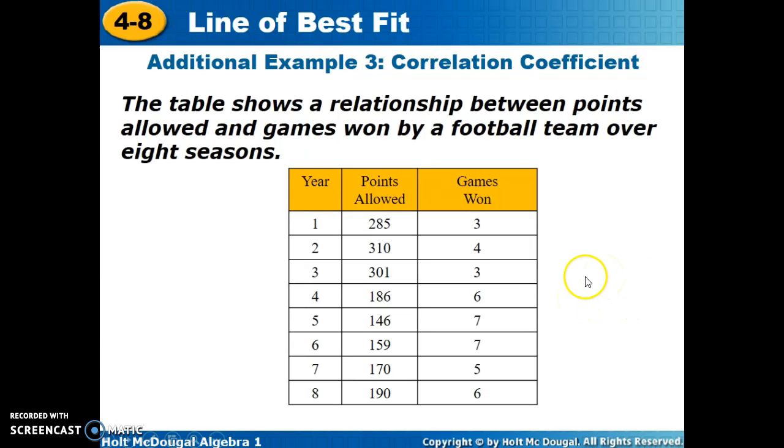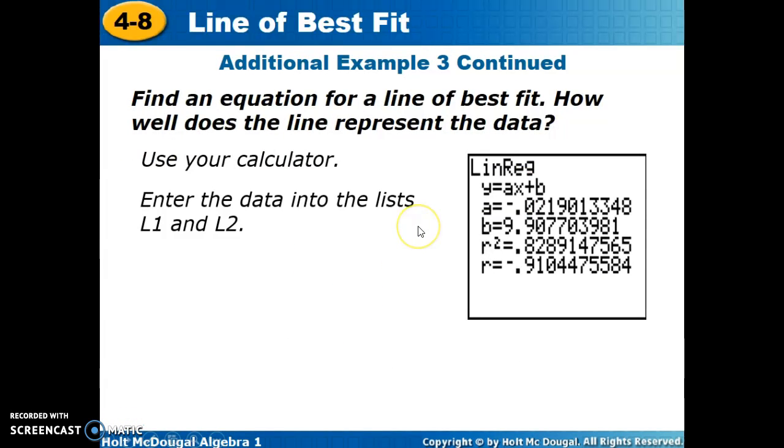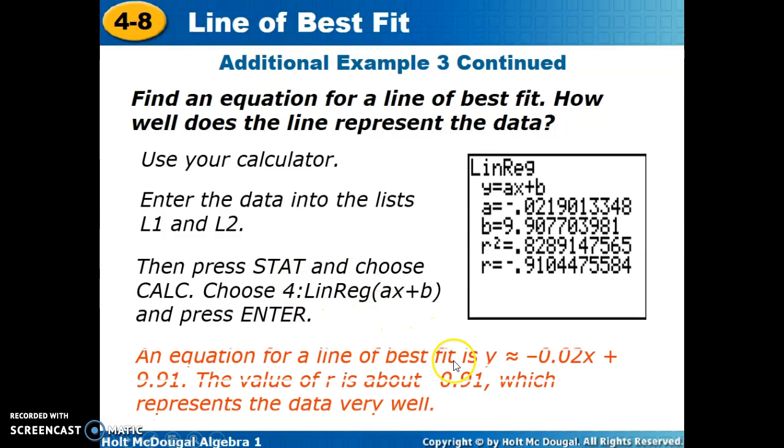This table is showing the relationship between points allowed and games won by a football team over 8 seasons. Find the equation for a line of best fit, and then tell me how well it fits. So we're going to use our calculator, enter the data from list 1 and list 2. We press stat, choose calc, and choose the linear regression. It's option 4, and press enter.